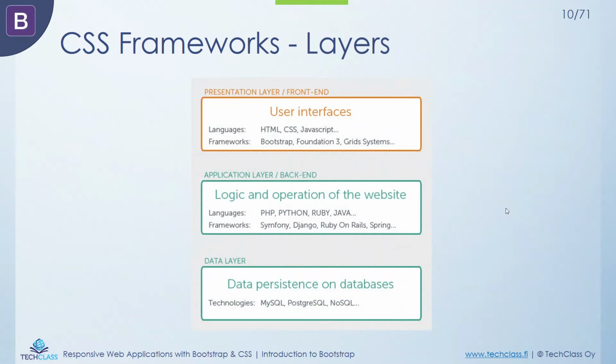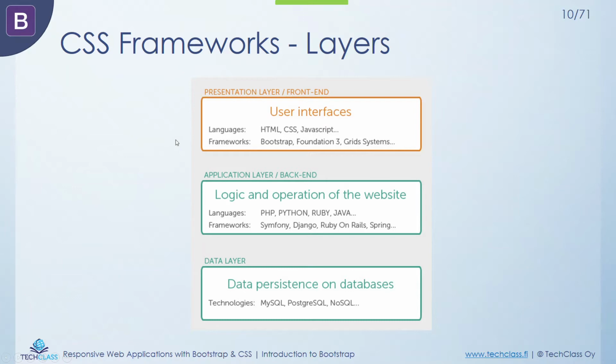Now let's get familiar with the different layers of a web page. We have the data layer, which depends on what technology we are using, where we store data inside our databases. Then we have the application layer, or backend, which contains the logic and operation of the website. We have different languages for that: ASP.NET, PHP, Python, Ruby, Java, and others, which also have some sort of framework.